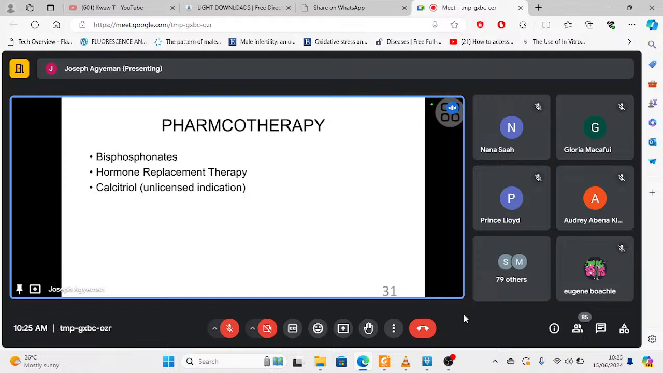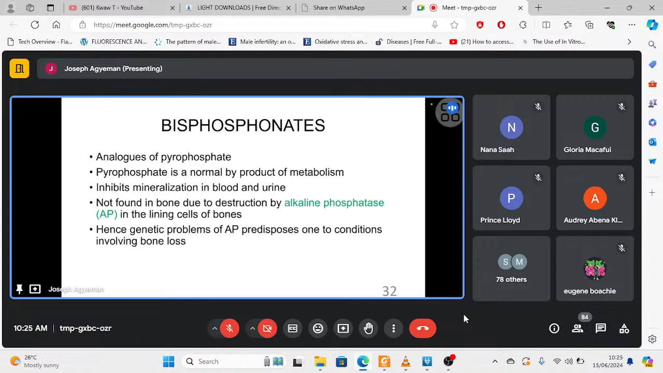So what are the options when it comes to drug therapy? We have the so-called bisphosphonates. We can do hormone replacement therapy. Hormone replacement therapy, either you use anabolic agent or proper hormones. And at times calcitriol, which is an unlicensed indication. So let's quickly look at these types of agents. Bisphosphonate, the various hormones, anabolic hormones, and the others, and possibly calcitriol.